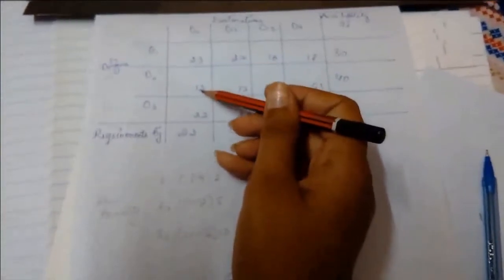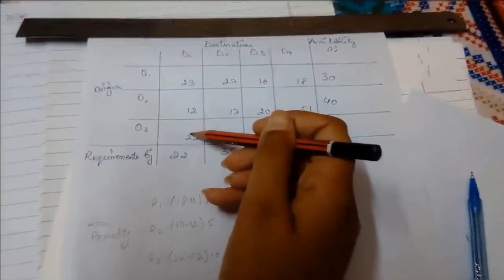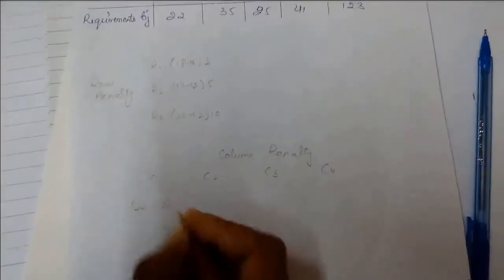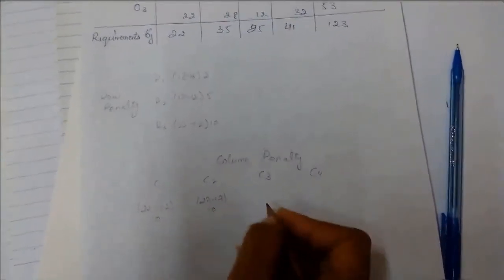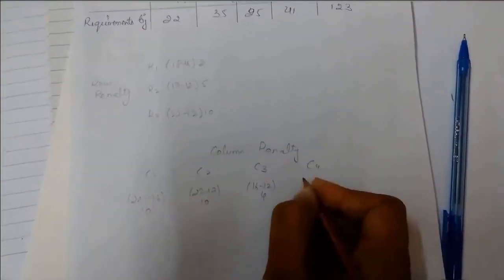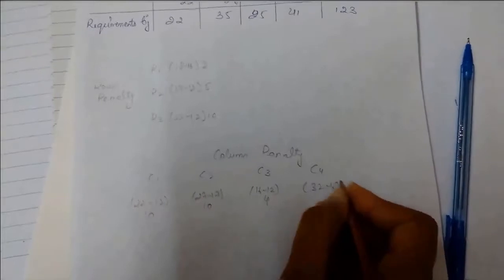The same we have to do in this column penalty. We have to subtract this minimum number from the next minimum number in the first column. So 22 minus 12, 10, then from second 27 minus 17, again 10, then 16 minus 12, 4, and 32 minus 18, which will be 14.